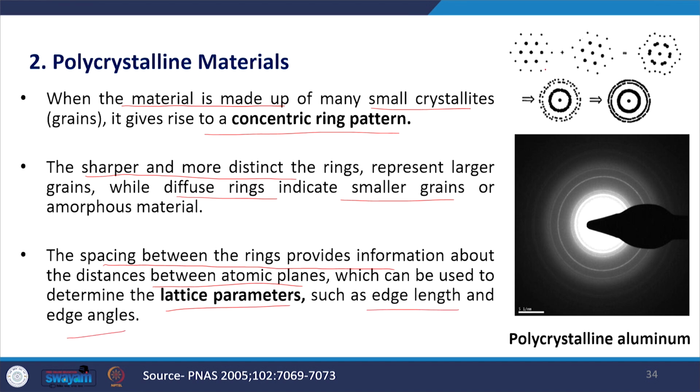If you are having a single crystal, you have this kind of dotted pattern. If you have a polycrystalline material, we will have this kind of ring pattern. So, this is an example, the polycrystalline aluminum. If you zoom this image, you get this kind of dotted pattern.